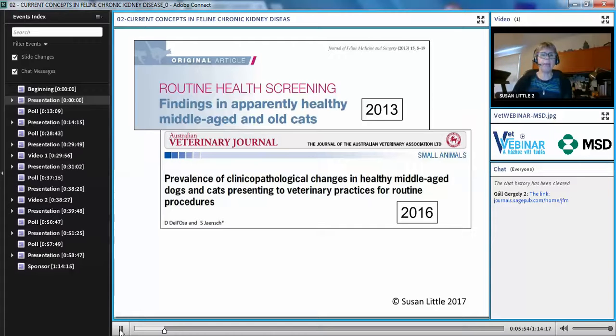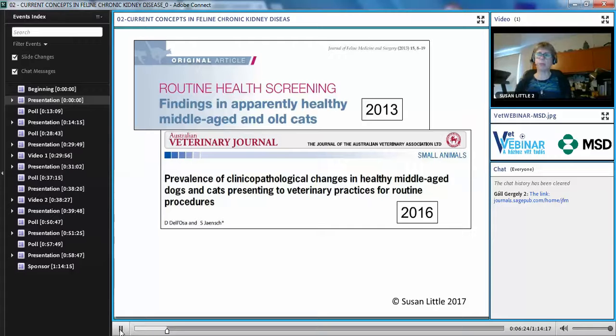Interestingly enough, many cats nowadays are diagnosed with chronic kidney disease, not because somebody suspected they had chronic kidney disease, but because they were undergoing some routine health screening. So on the screen, you can see two journal articles looking at what happens if we do some routine health screening, so blood and urine testing, on cats that are middle-aged or older and that are apparently healthy.